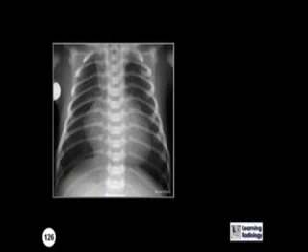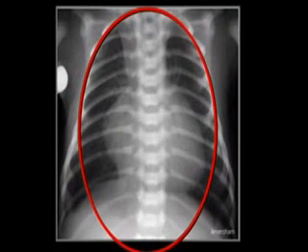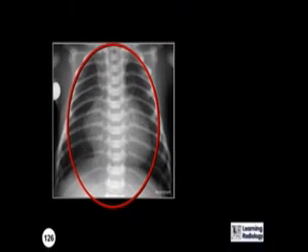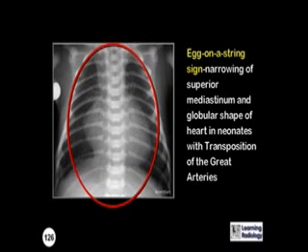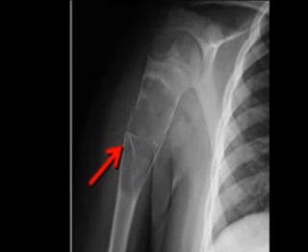What is the name given to this appearance? This is the egg on a string sign, representing narrowing of the superior mediastinum and a globular shape of the heart in neonates with transposition of the great arteries. What is the name given to this sign?